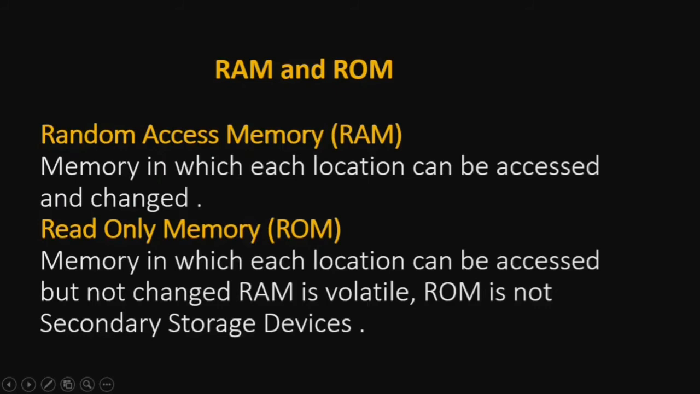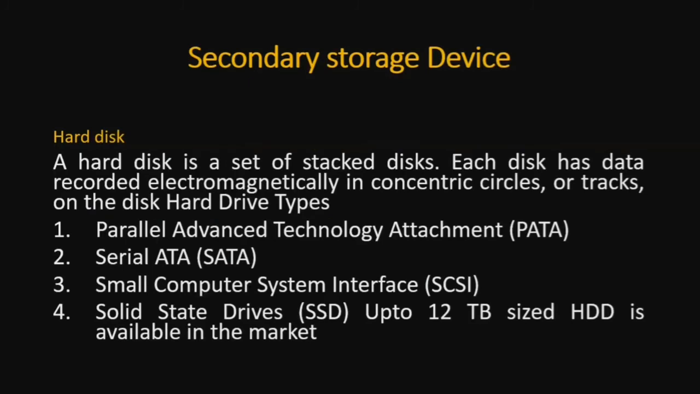So these are the main two classifications of primary memory, RAM and ROM. So what are the main key differences between these two? RAM is volatile, ROM is not volatile. RAM means read and write. ROM means we can only read the data. So we, as users, cannot make any changes. Okay, these are the key differences between RAM and ROM.